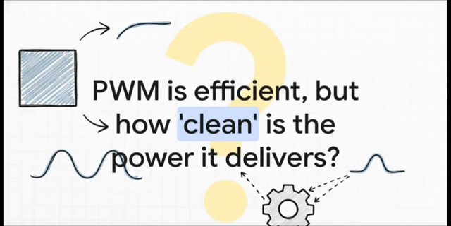So let's ask the big question. We know PWM is efficient, but how clean is that power really? I mean, a choppy square wave is about as far as you can get from a nice, smooth DC voltage or a pure AC sine wave. It's a compromise, and understanding that compromise is the last key to truly mastering this topic.